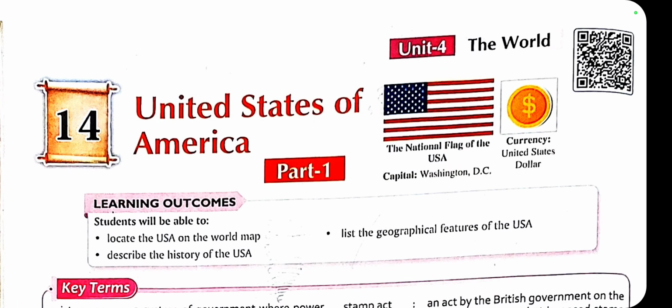What will we learn in this chapter? Learn to locate the USA on the world map. List the amazing geographical features of the USA which make USA an amazing country. Describe the history of the USA which will let us know how USA turned into a superpower nation. Let's get started.